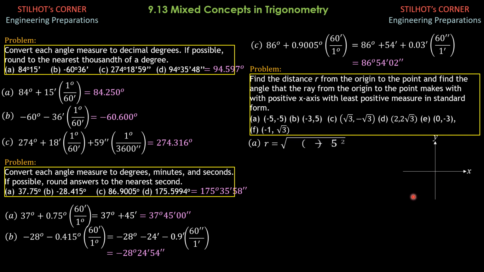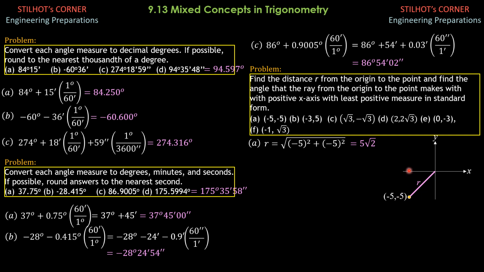So this is negative 5. R, by the way, is the square root of negative 5 squared plus negative 5 squared, and that is by the Pythagorean theorem. So R is 5 square root of 2 units. So this is the point.